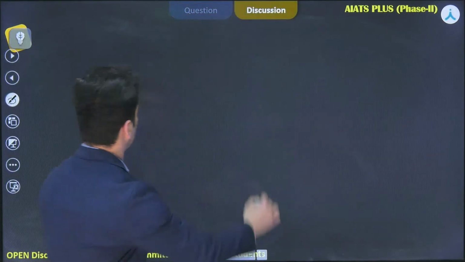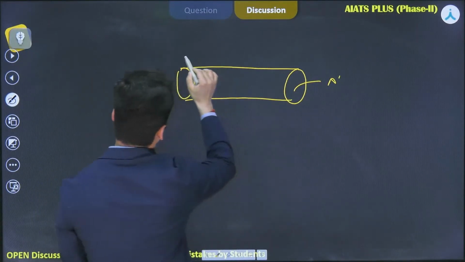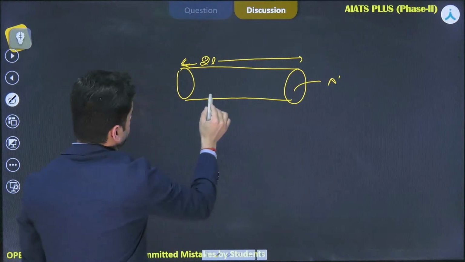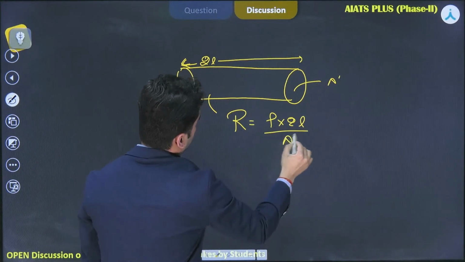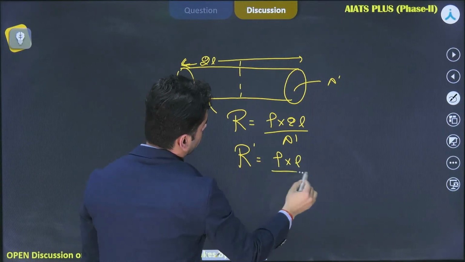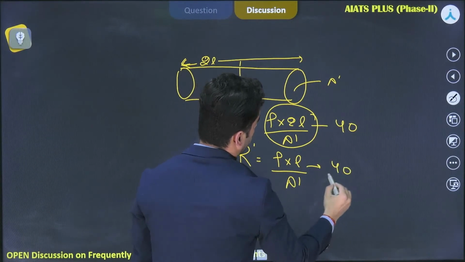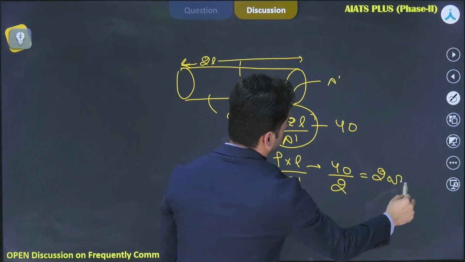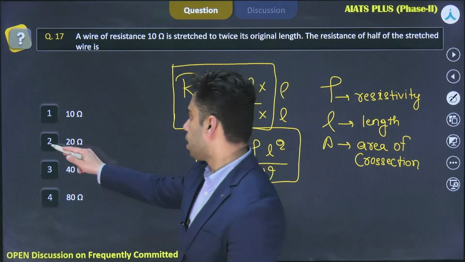So let's calculate that. Now you have a wire with area of cross section A prime and length 2L. So its resistance is R equal to rho into 2L by A prime. Now if you cut the wire to half the length, the resistance becomes rho into L by A prime, and since the full value is 40, its value will become 40 by 2, that is equal to 20 ohm. So the correct answer to this problem is option 2, that is 20 ohm.